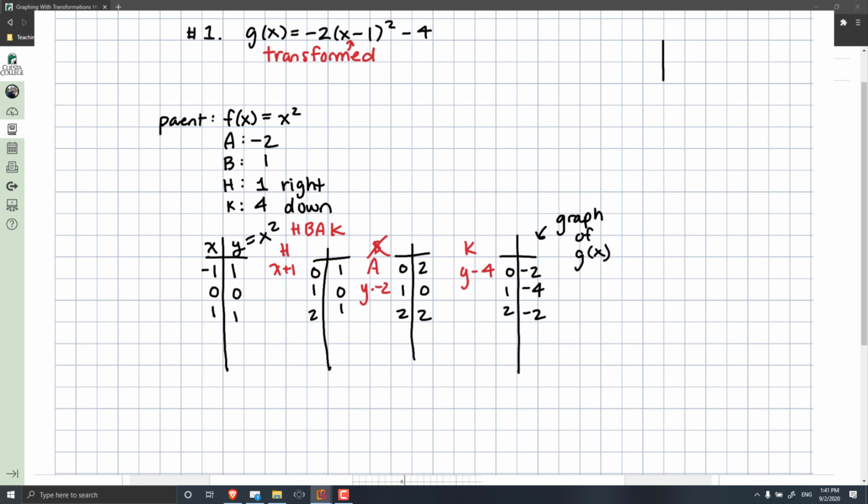So for the very last step, give me a sketch of your points. And the points would be 0, -2, and 1, -4, and 2, -2, and connecting them. There we go. There's our transformed function.